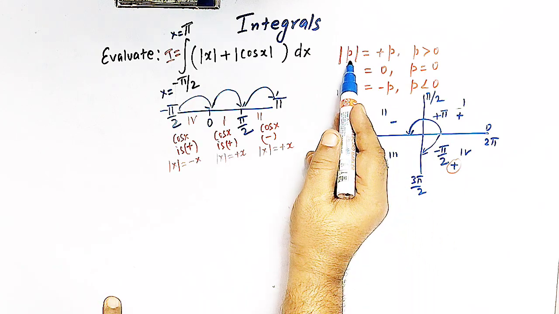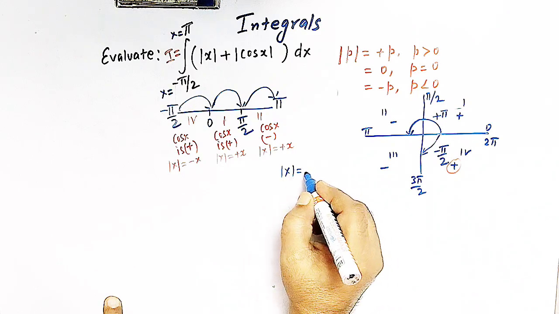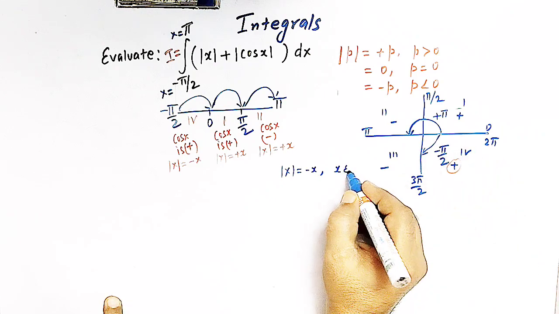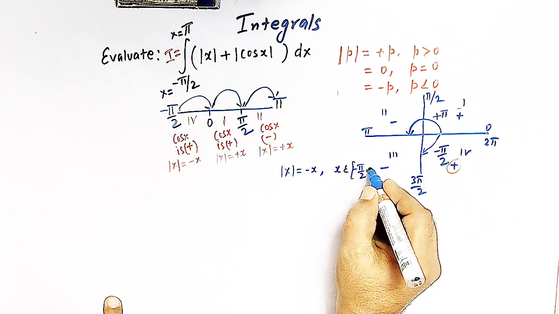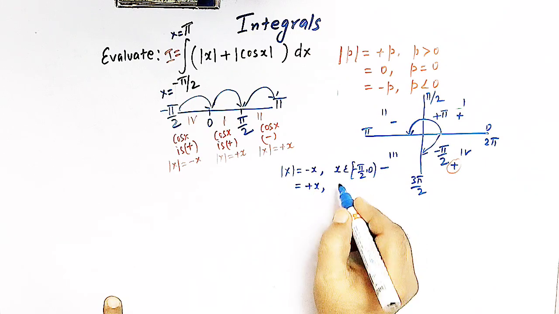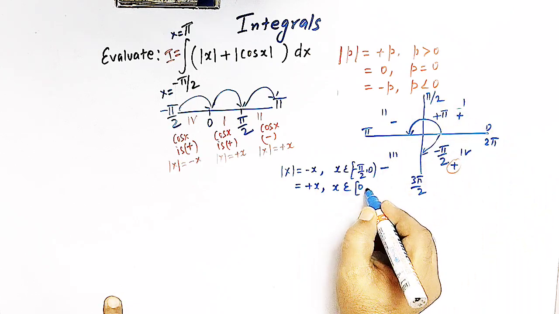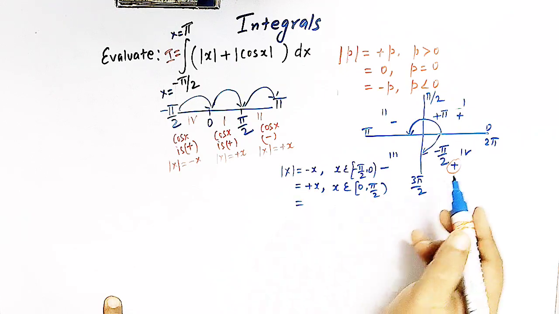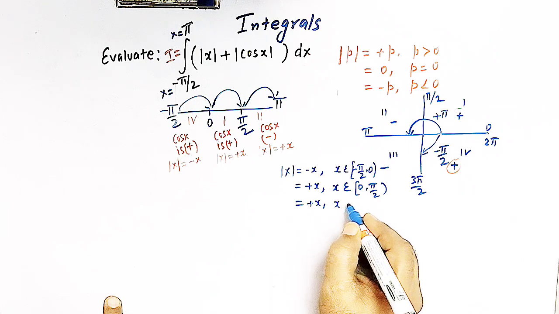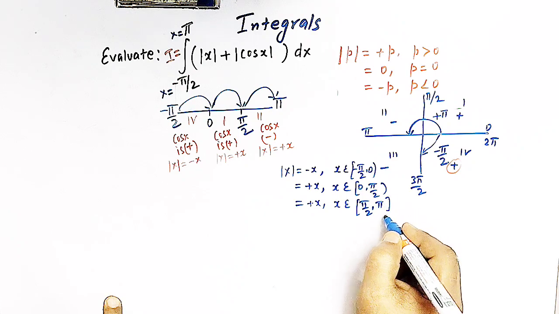So now using the definition of the mod function, we can write mod of x is equal to negative x when x belongs to the interval minus pi by 2 to 0, right? And mod of x is positive x when x belongs to the interval 0 to pi by 2, and when we go from pi by 2 to pi, then again mod of x is positive when x belongs to the interval pi by 2 to pi, right?